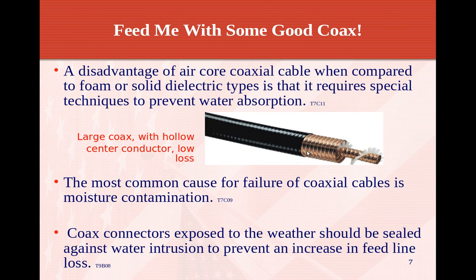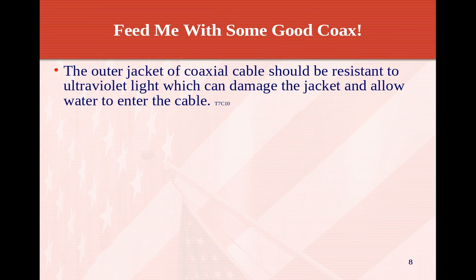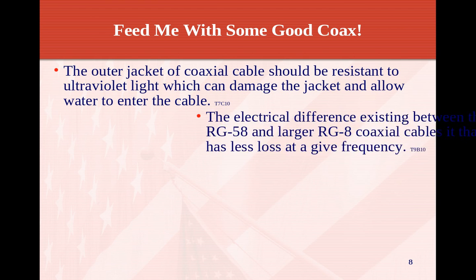So whenever I connect any connectors to an antenna or to the outside, I always like to use some nice flexible electrical tape. It seems to work the best. Coax connectors exposed to the weather should be sealed against water intrusion to prevent an increase in feed line loss. The outer jacket of a coax cable should be resistant to ultraviolet light, which can damage the jacket and allow water to enter the cable. A lot of the coax now is UV resistant, but if you don't have a UV resistant jacket and you have it exposed to the sun, it's going to crack, and that's how water can get in.